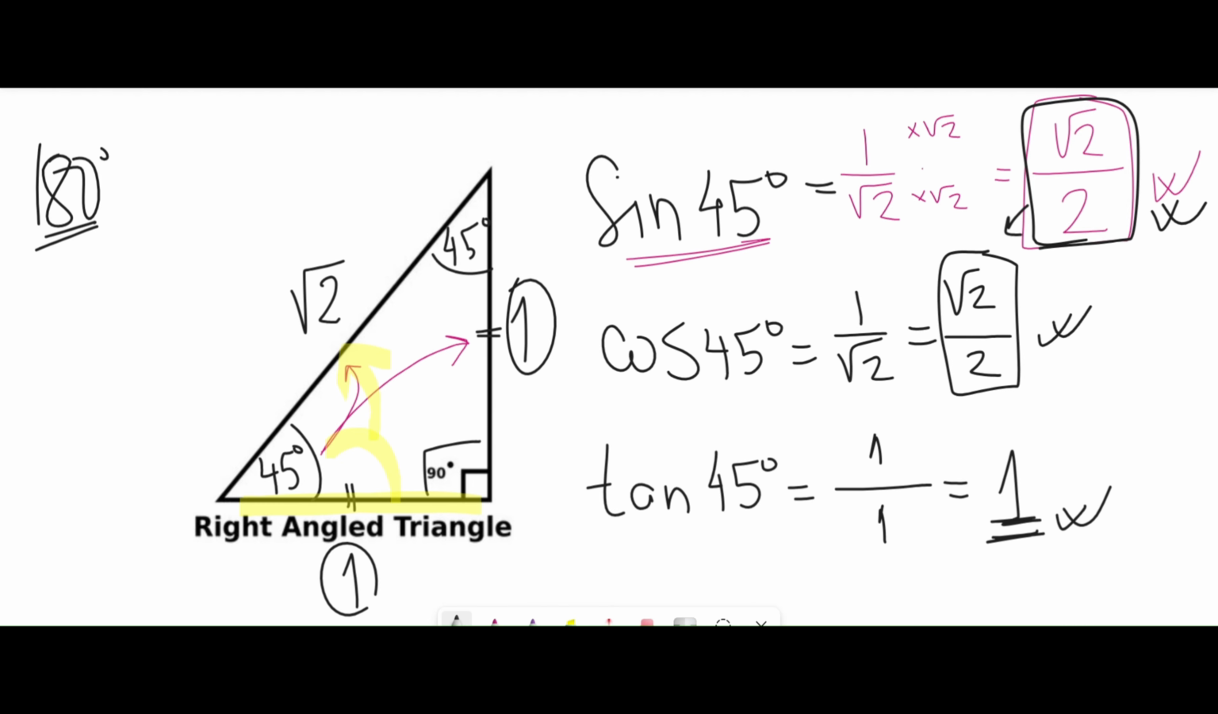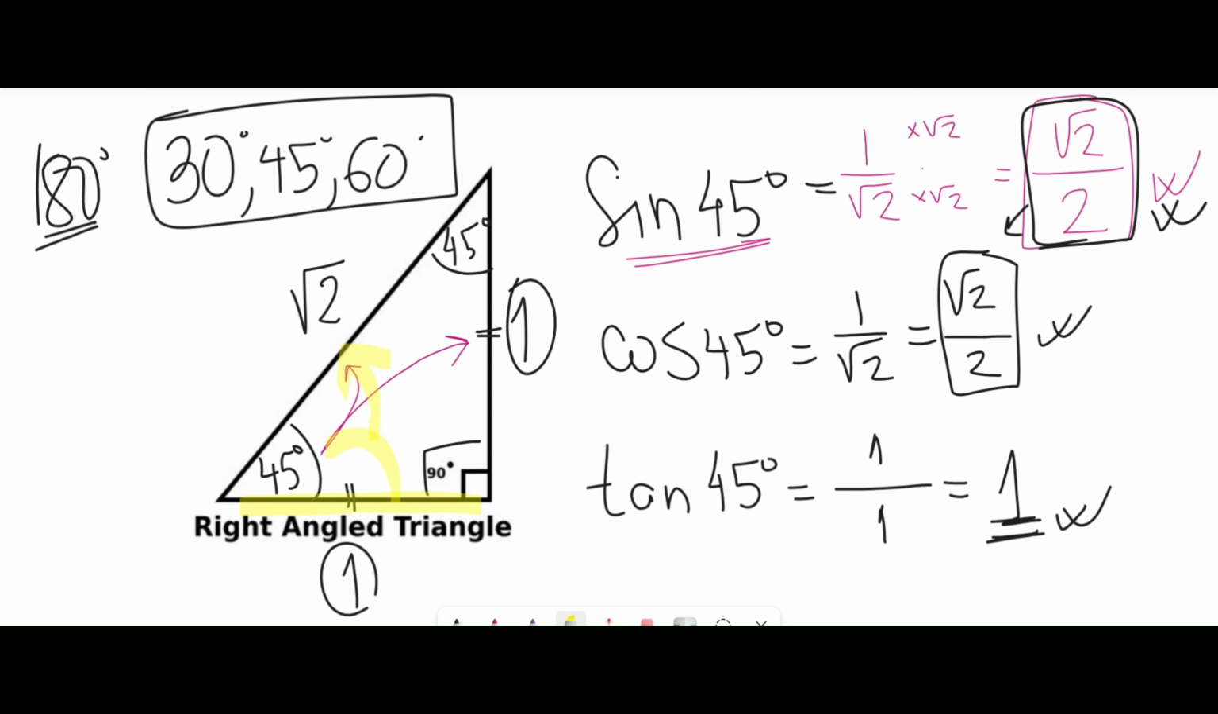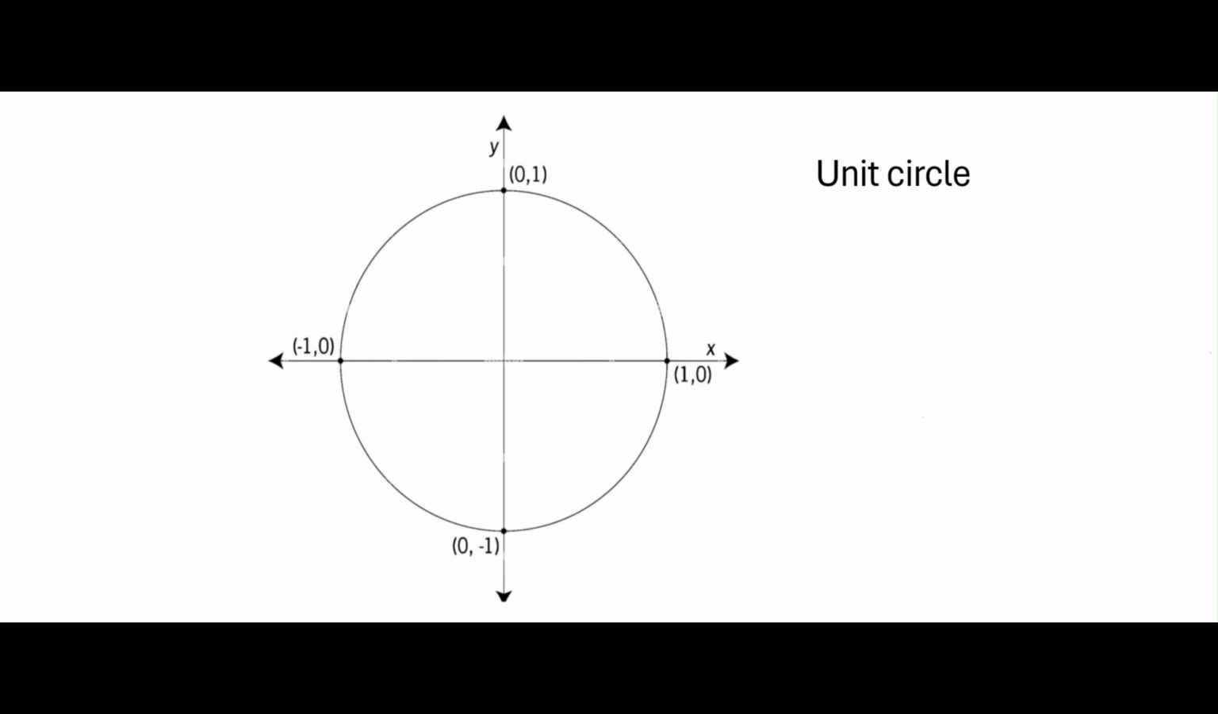That's it. So far we have learned how to find sine, cosine, and tangent of 30 degrees, of 45 degrees, and of 60 degrees. And those are the most important three. Now, to find the rest, we use the unit circle. And the most important part of the lesson starts now.